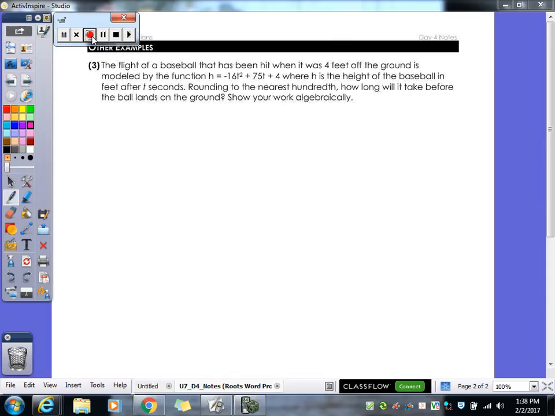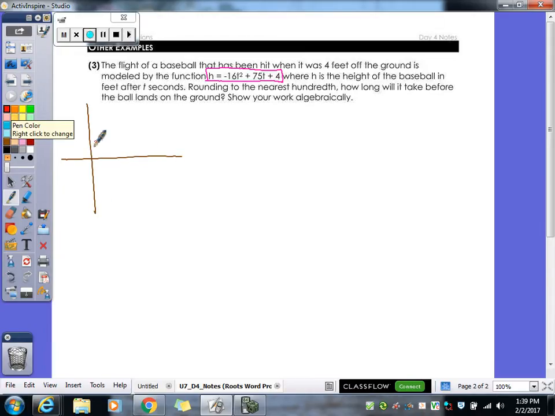So for our last one here, we have the flight of a baseball that was hit when it was 4 feet off the ground is modeled by this function here, where h is the height of the baseball in feet after t seconds. Rounding to the nearest hundredth, how long will it take before the ball lands on the ground? Show your work algebraically. So we have to keep in mind, if we were to graph that function up there, the graph would end up looking like that. So again, we're looking for when the baseball reaches the ground again, right there.